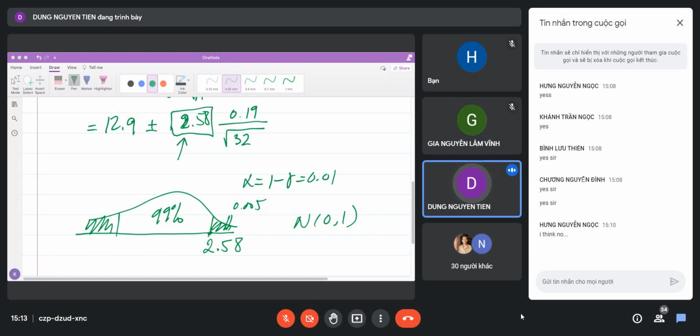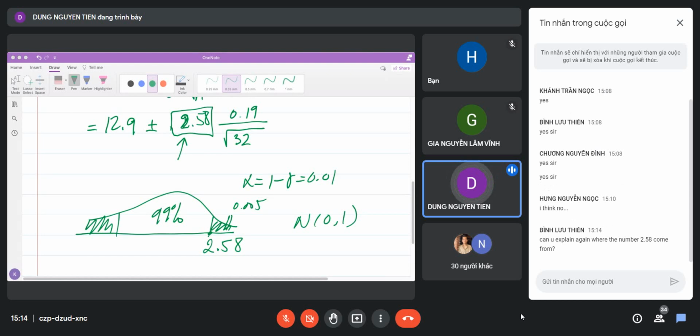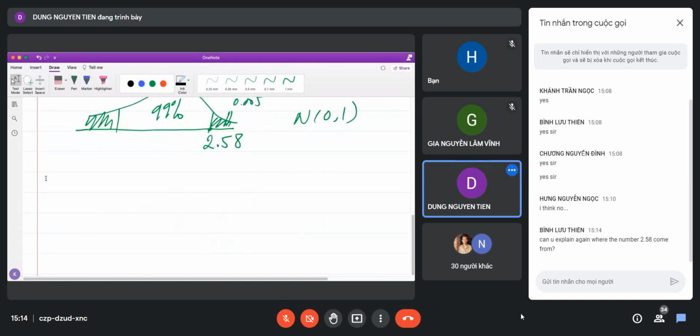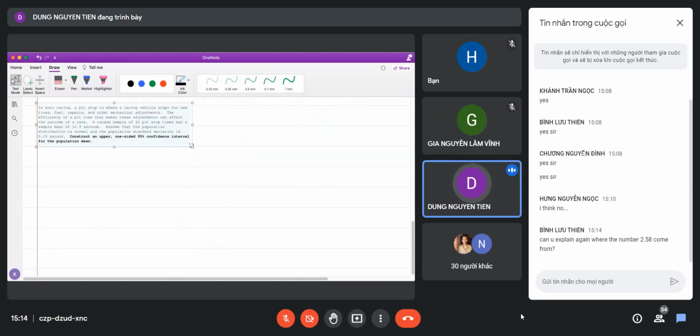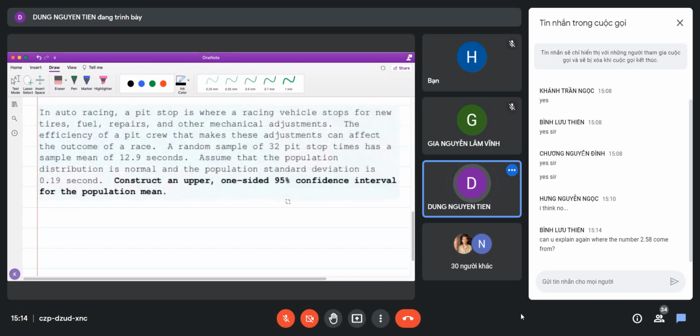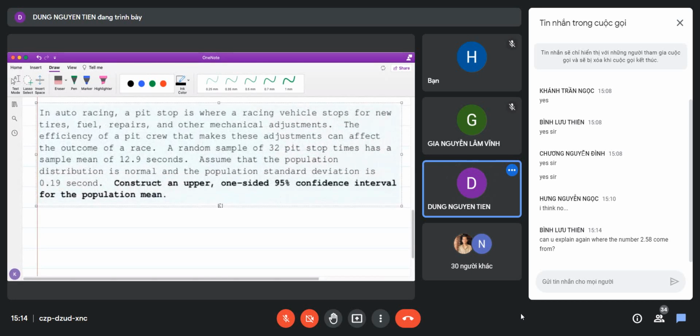That is the first example. Now I want to mention the one-sided confidence interval. How can we do it? How can we get a one-sided confidence interval for the population mean? How can we construct an upper one-sided 95% confidence interval for the population mean? What do you think?